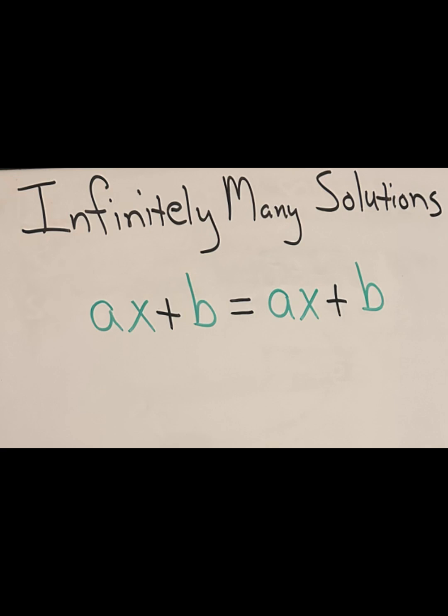Next, we have equations that have infinitely many solutions. And in my opinion, these are the easiest because both sides will have the same exact expression. So as you can see in the structure, both the variable and the constant are exactly the same.